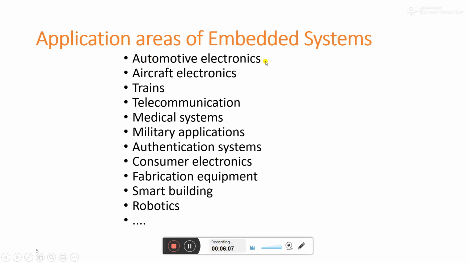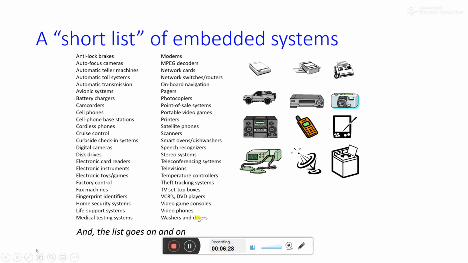The application areas of the embedded system are as follows: automotive electronics, aircraft electronics, trains, telecommunications, medical systems, military applications, authentication systems, consumer electronics, fabrication equipment, smart buildings, and robotics. These are all embedded systems. Here you can find some embedded systems, and this is a very short list; many more embedded systems than this are possible in the market.